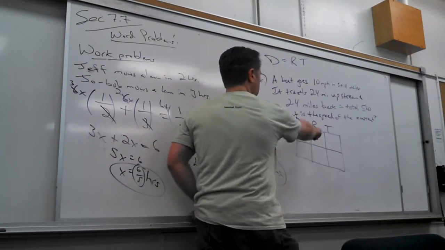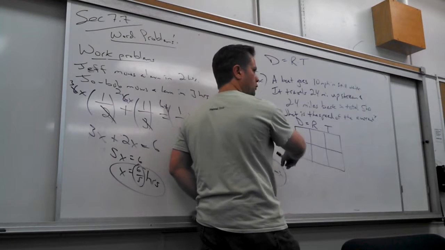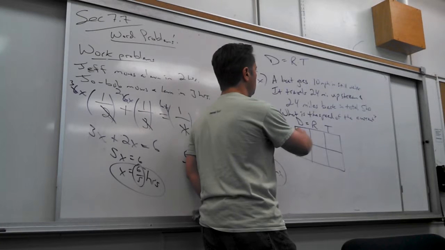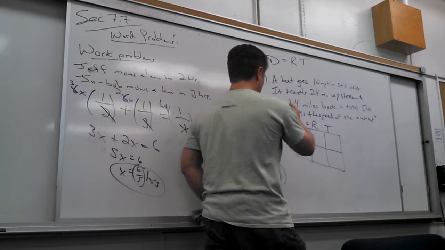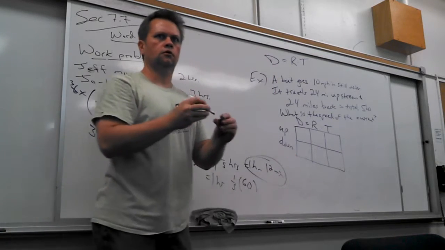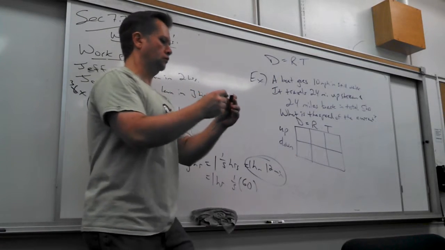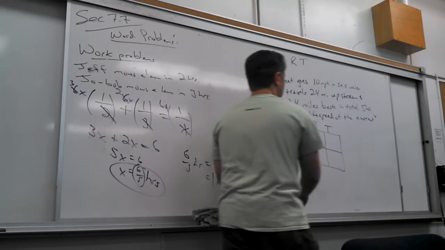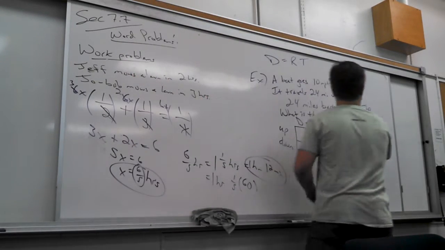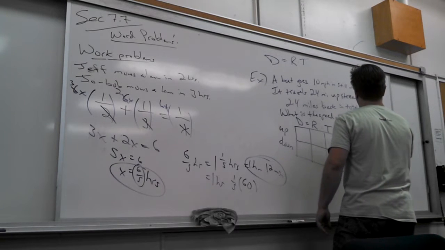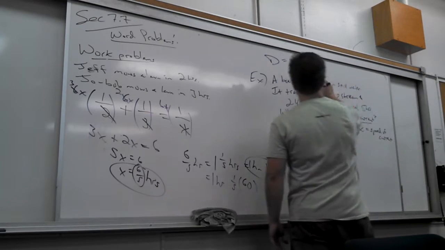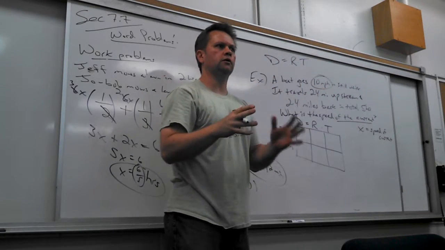So here I'm going to label what these two rows mean. What are my two situations? Upstream and downstream. Is that cool? Now, what's my unknown? X. Good, that's what I'm going to use for it, but what is it? Speed of the current. And I can go 10 miles an hour by myself, in my little boat.